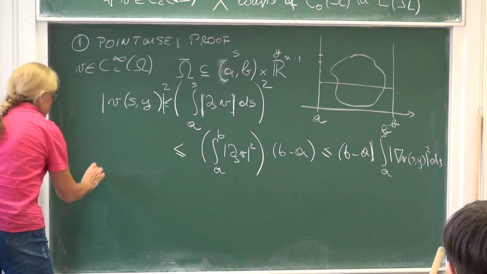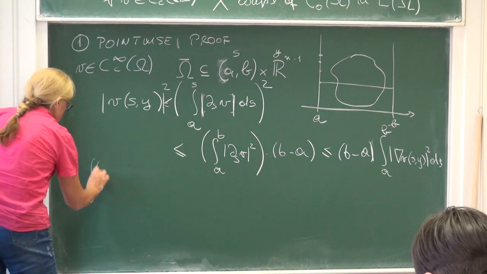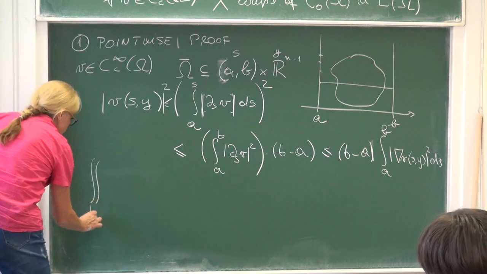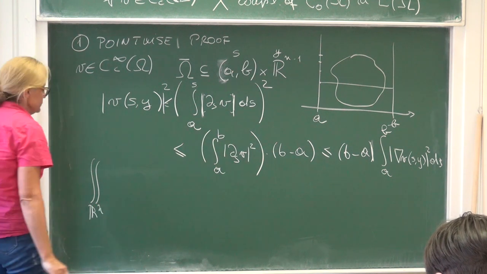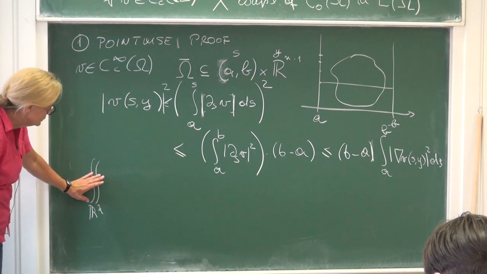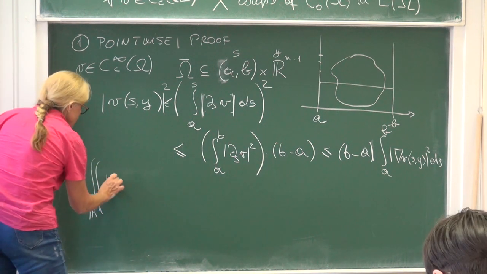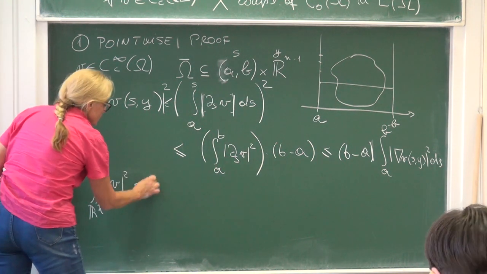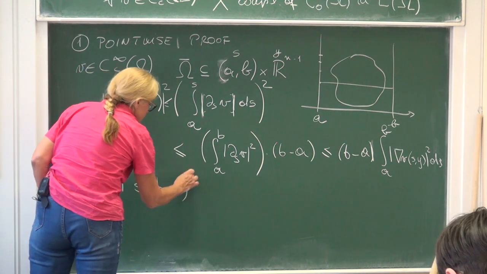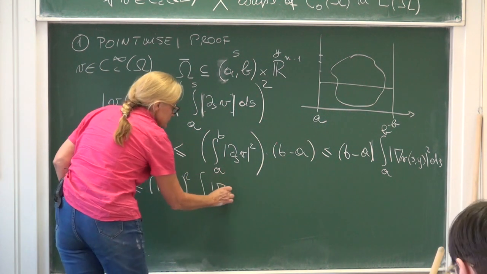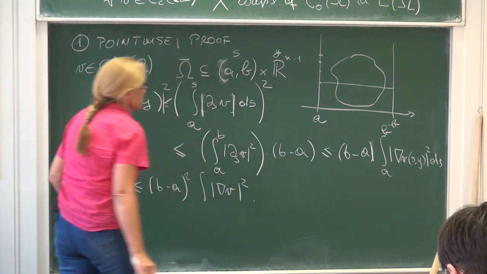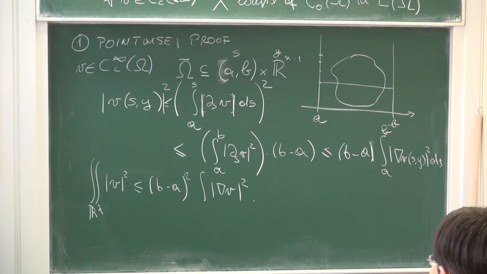So if you integrate this on R^n, that means that you integrate between a and b and on R^(n-1), you readily get something like that. So this starts from a pointwise proof. All the inequalities I will talk about have, of course, also a pointwise proof.